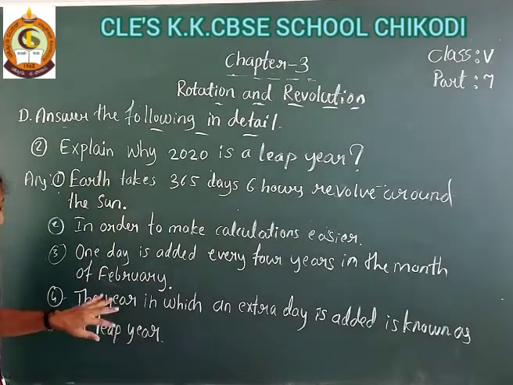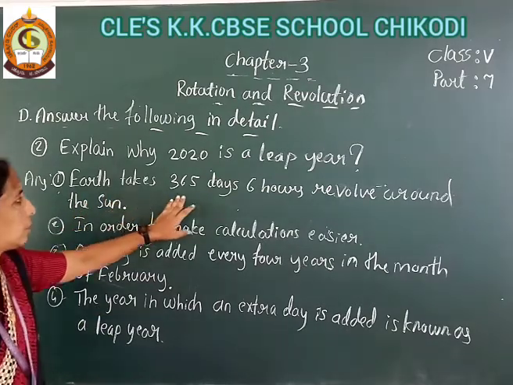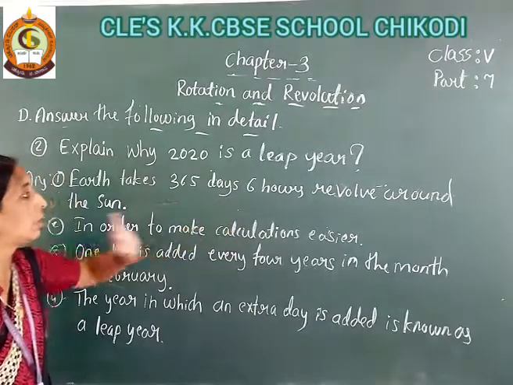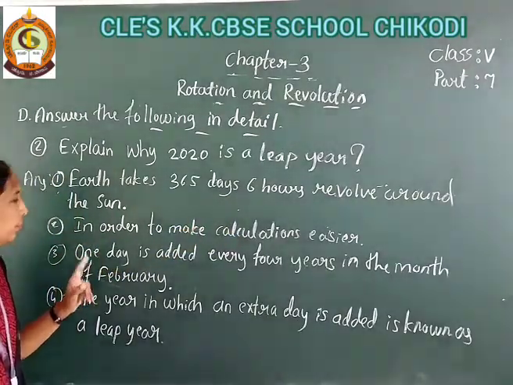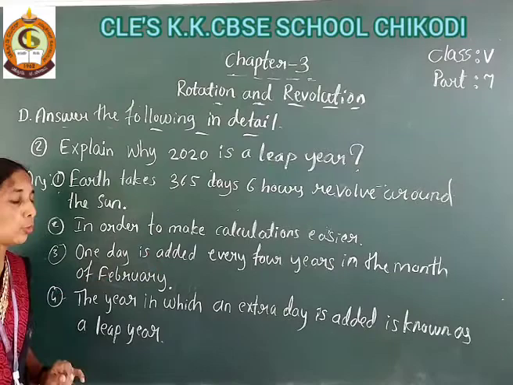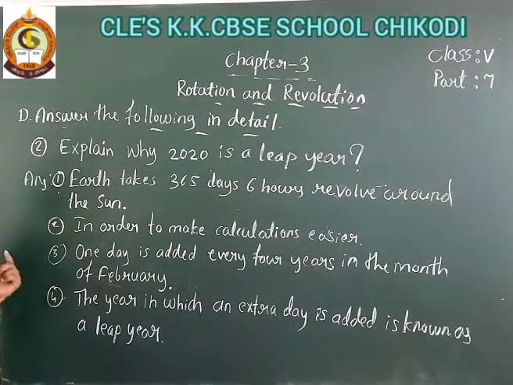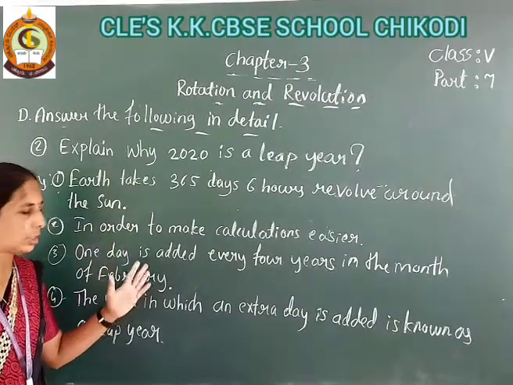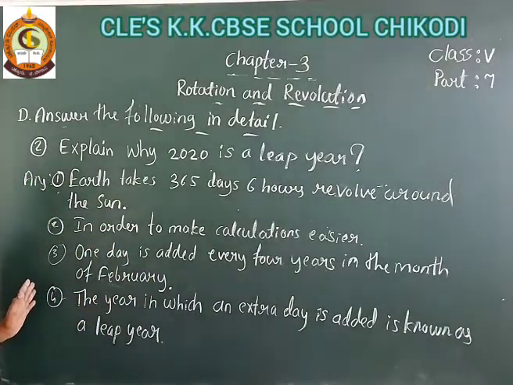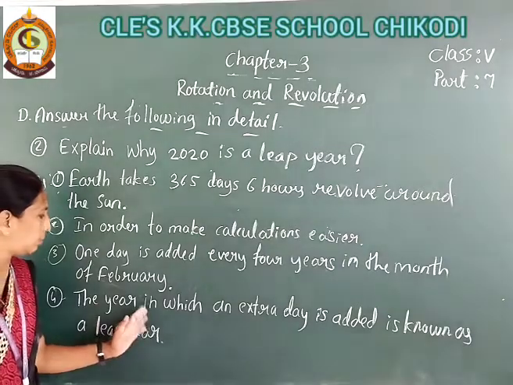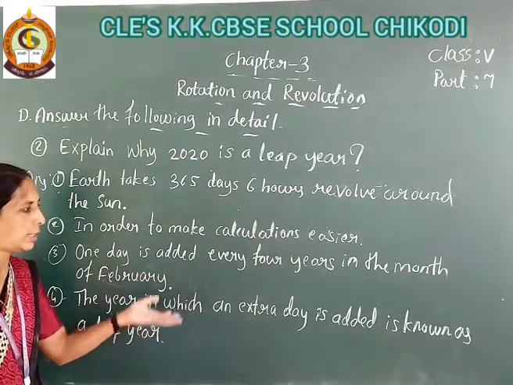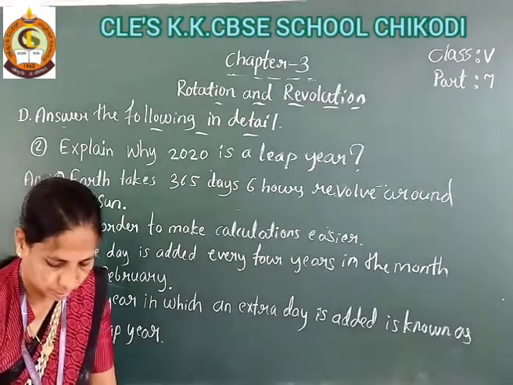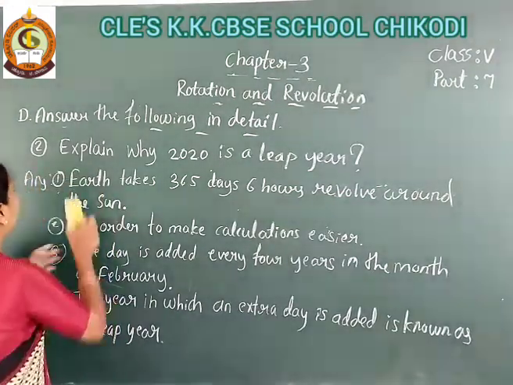See students, Earth takes 365 days, 6 hours to revolve around the sun. In order to make calculations easier, one day is added every 4 years in the month of February. The year in which an extra day is added is known as a leap year. See here. So next, again I am continuing here.